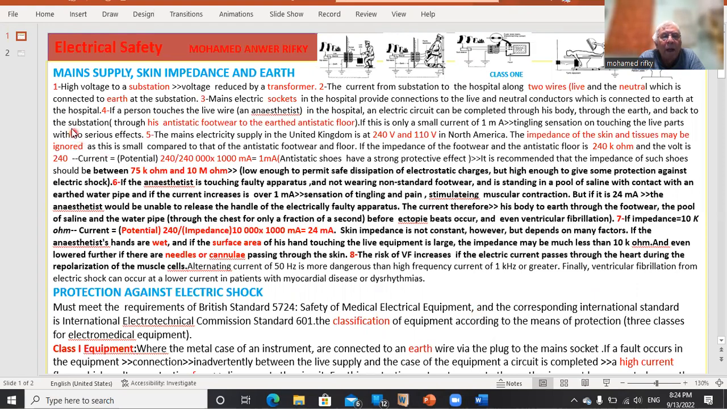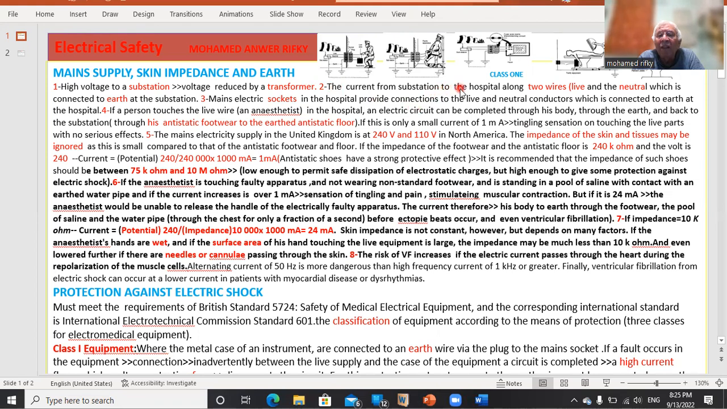First of all, high voltage of the station is being transferred to a substation, decreasing the volt by a transformer. I think the station develops 11,000 volt, and then the substation transfers it into 240 volt in England and most of the countries around the world.